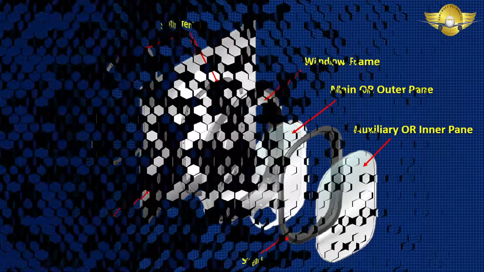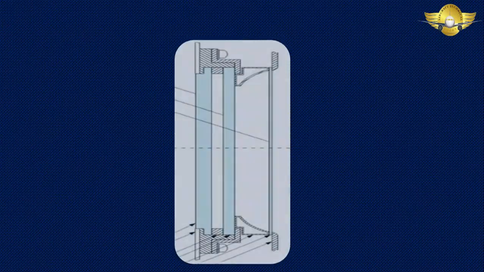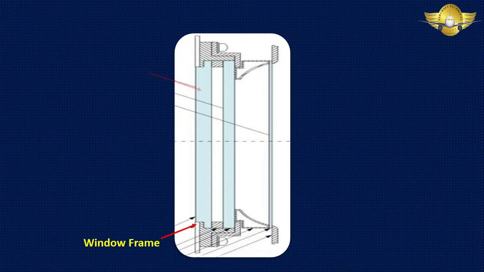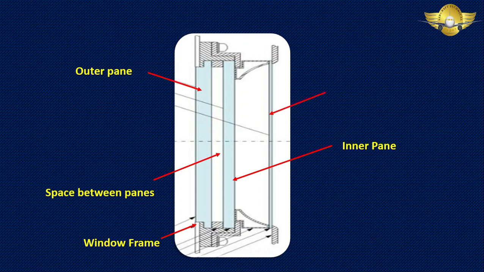The outer main pane is away from the cabin while the inner pane is next to the cabin. The panes are installed in the window frame such that it creates a space between both the panes. Both the panes are held in the window frame by a seal arrangement and the window frame is secured to the aircraft structure.